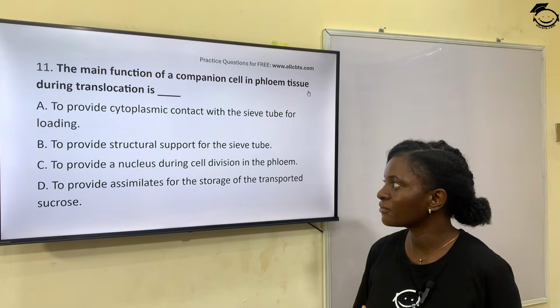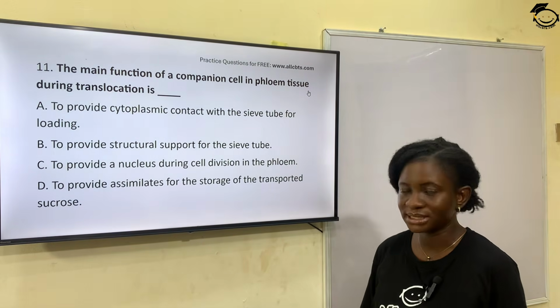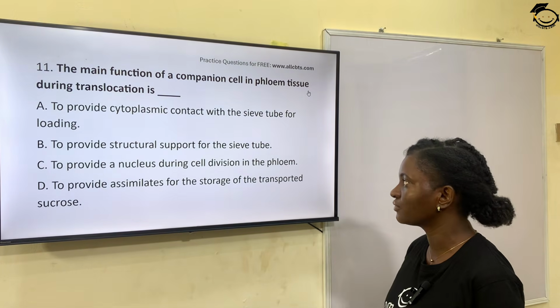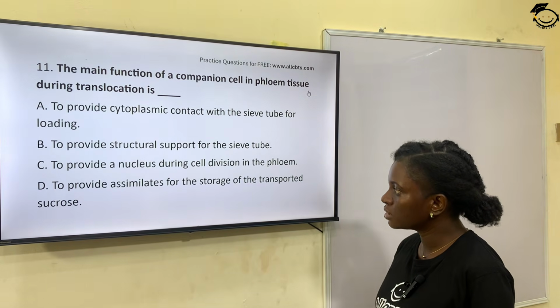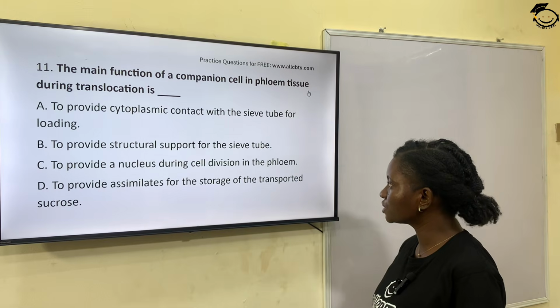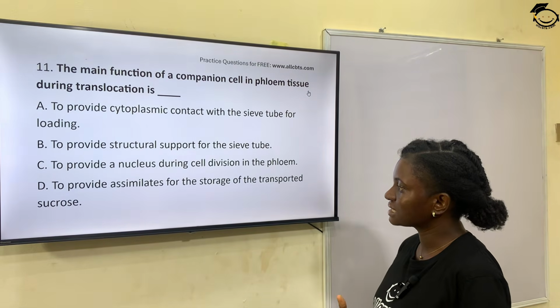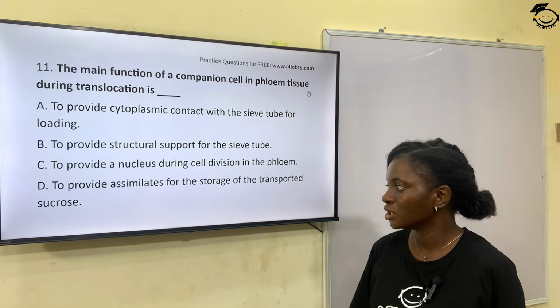Option A, to provide cytoplasmic contact with sieve tube for loading. Option B, to provide structural support for the sieve tube. Option C, to provide a nucleus during cell division in the phloem. Option D, to provide assimilate for the storage of the transported sucrose.